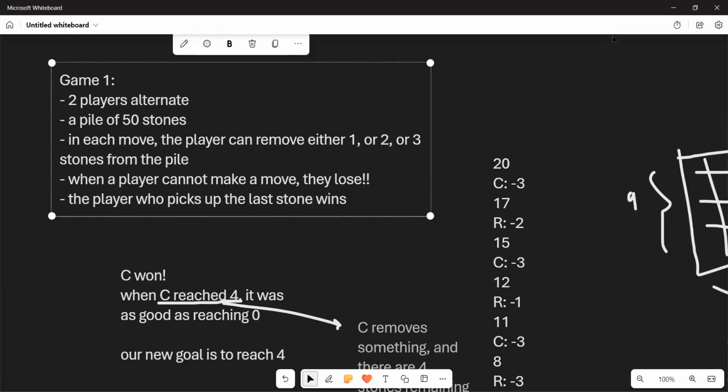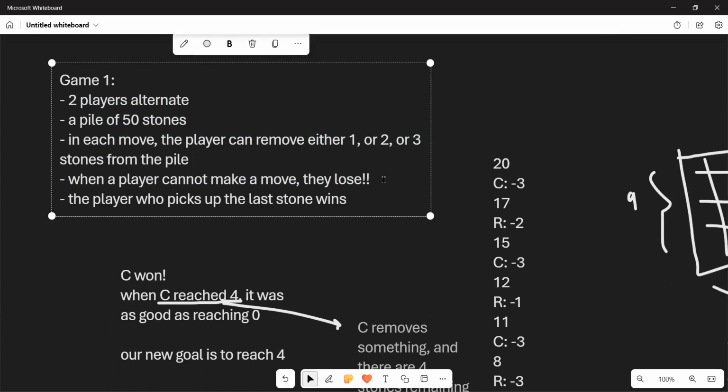The thing is, once you reach a multiple of 4, depending on what the other guy or girl removes, you have to remove an amount of stones so that the amount the first person removed plus your amount will be a multiple of 4. So that's it. But it's great. This was a strategy for this game, right?